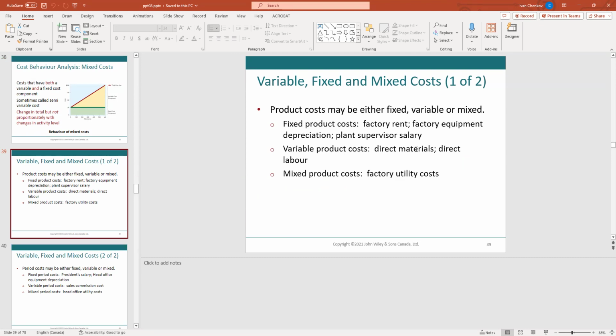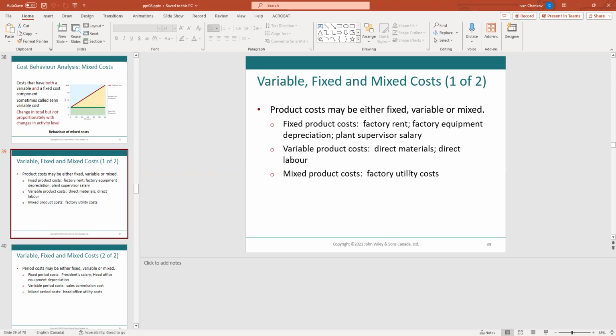The variable cost will be direct material and direct labor. The more product I'm producing, the more material I have to buy. The more product I'm producing, the more my people have to work on the product. The supervisor salary, regardless of how many products I'm producing, I still have to pay that person. Regardless of how many products I'm producing, I still have to pay the rent.